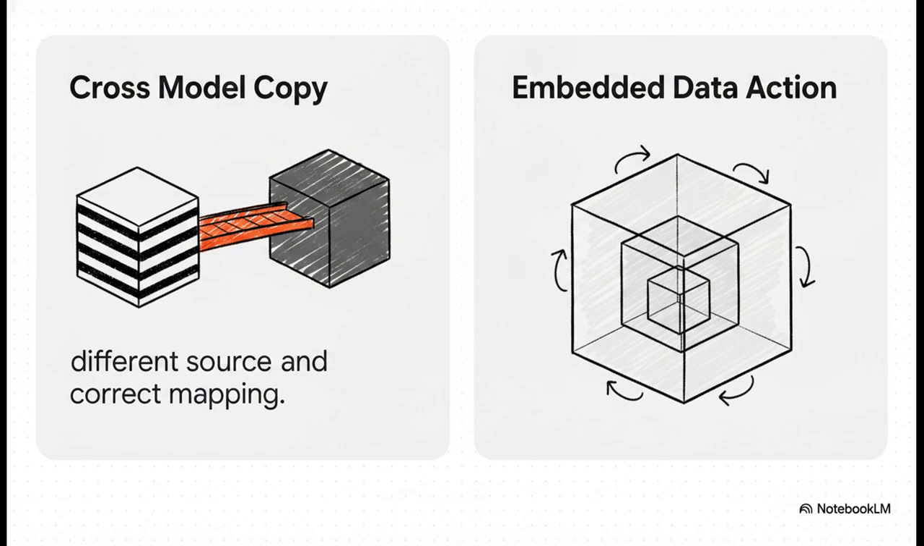In contrast, an embedded data action repurposes a flow you've already built, but it comes with a really strict structural requirement. It must be based on the exact same target model. So two very different ways to automate with two very specific rules of engagement.